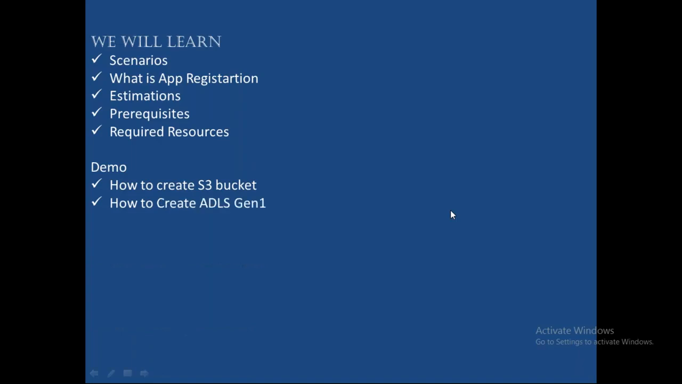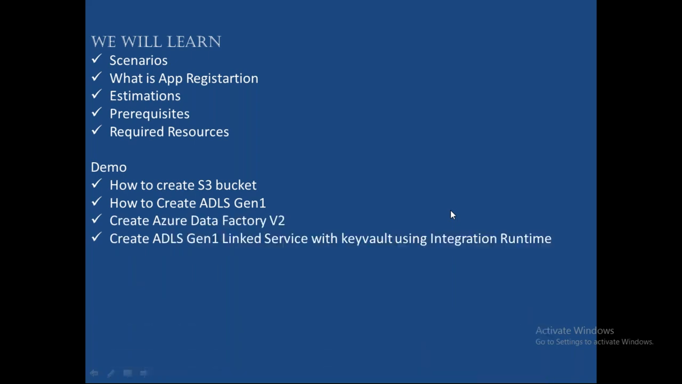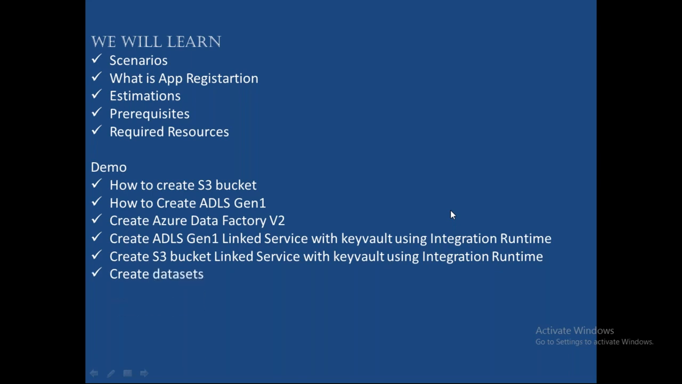I will show you. Next, we are going to see how to create ADLS Gen1. Azure Data Lake Storage Gen1 we are going to see today. We are already aware of Data Lake Storage Gen2. Next, we will create Azure Data Factory V2. Then we will create the Azure Data Lake Storage Gen1 linked service with Key Vault using integration runtime. In the same way, we will create the S3 bucket linked service with Key Vault using integration runtime. Next, we will create datasets, create the pipeline, run the pipeline with the trigger and monitor the pipeline. These are the things we are going to do in today's session.